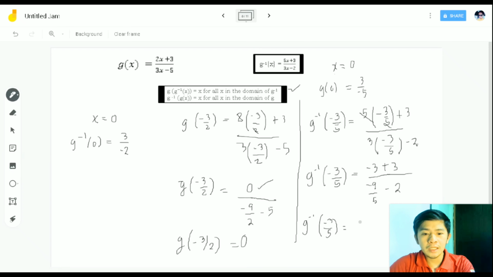So, the answer is 0. So, as you can see, okay din yung ating second property na g inverse of g of x equals to x. Kung anong value ang ipapalit mo kay x, siya rin yung magiging value kapag kinuha mo yung composition ng inverse at ng original function.